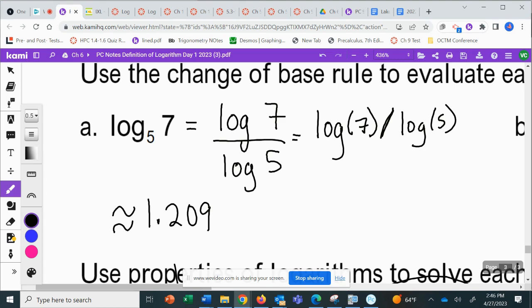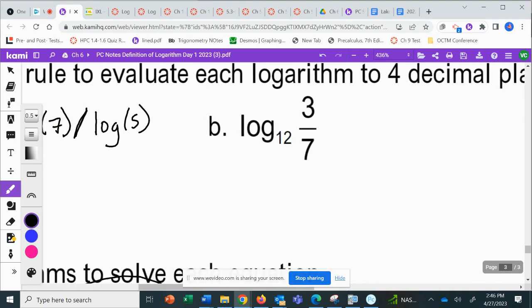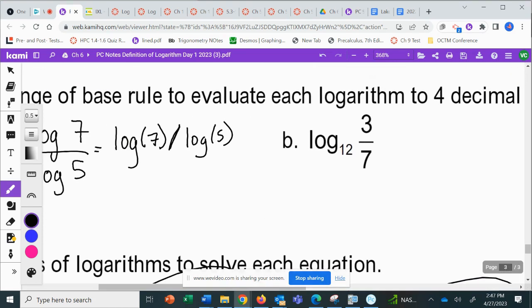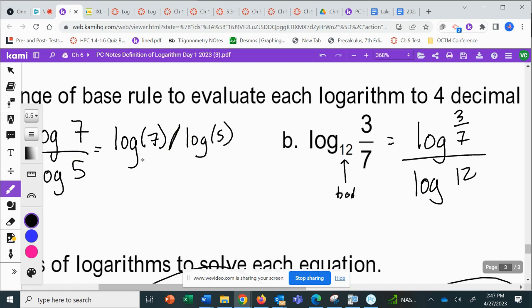So could you type in this one? So we're going to do log 3/7 divided by log 12. So the base goes to the bottom when we do this. That's the bottom one. All right. The base is the bottom one. So type in log 3/7 divided by log 12.